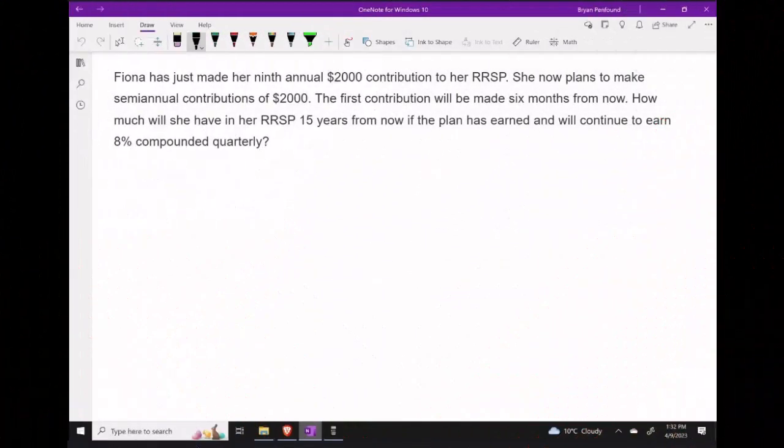Fiona just made her 9th annual $2,000 contribution to her RRSP. She now plans to make semi-annual contributions of the same amount, with the next contribution happening 6 months from today. How much is she going to have in her RRSP account 15 years from now if we know the plan has earned and will continue to earn 8% compounded quarterly?